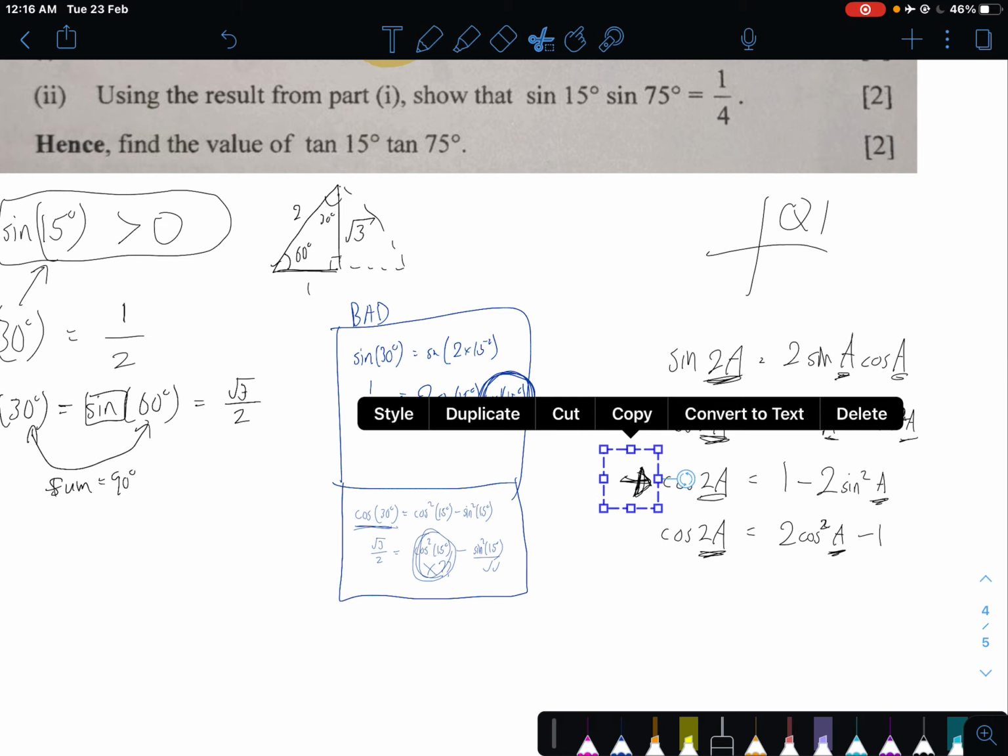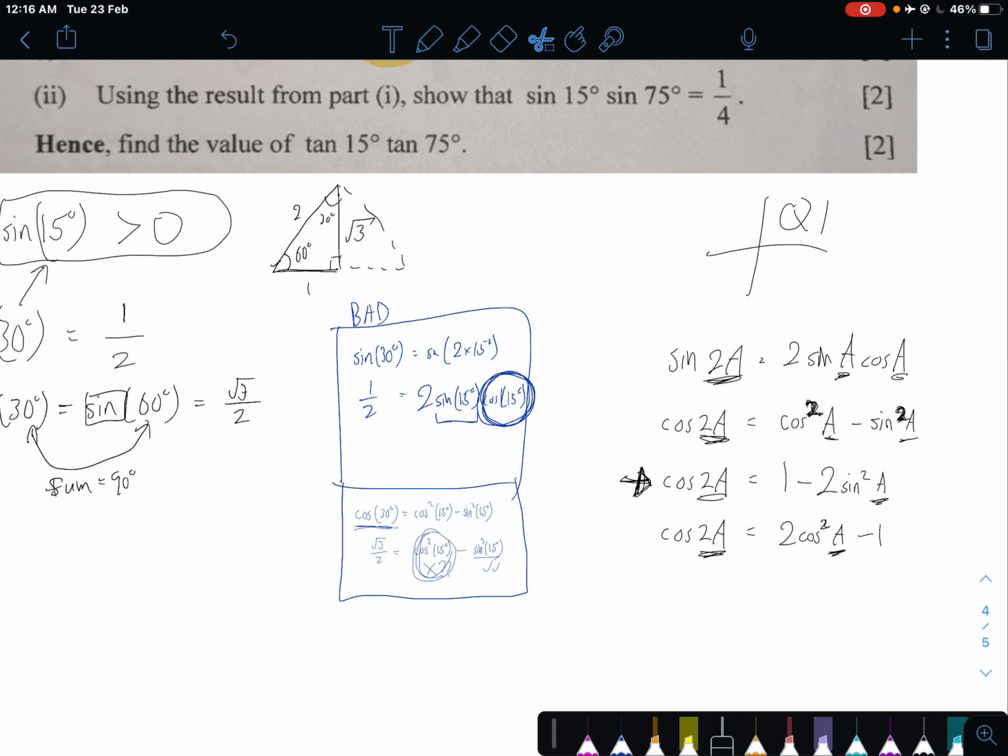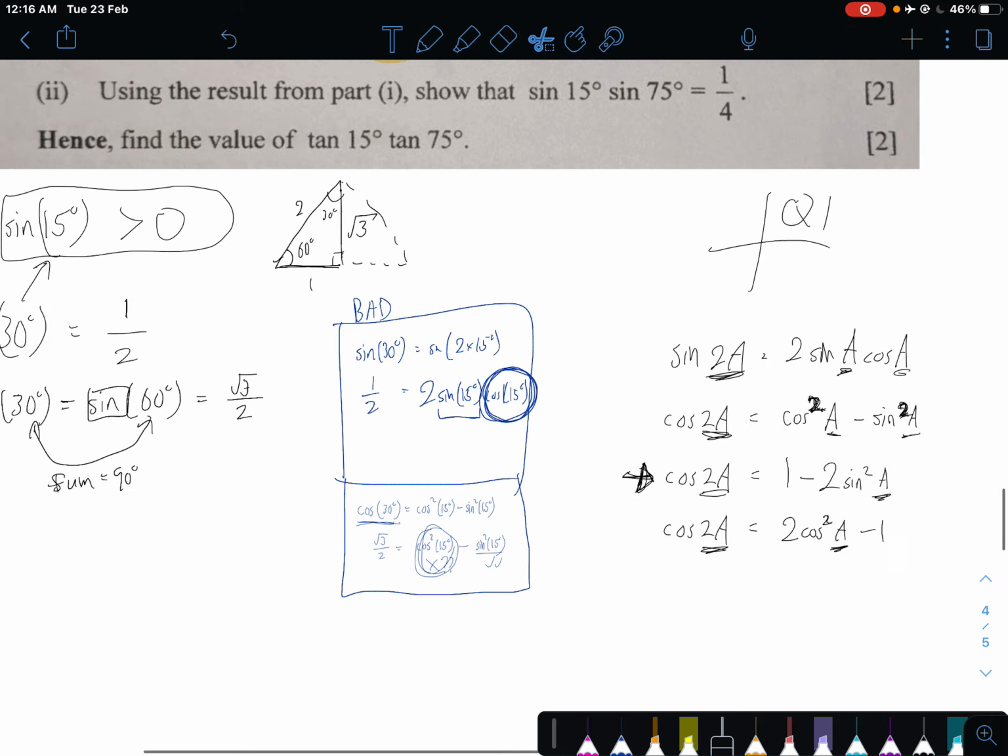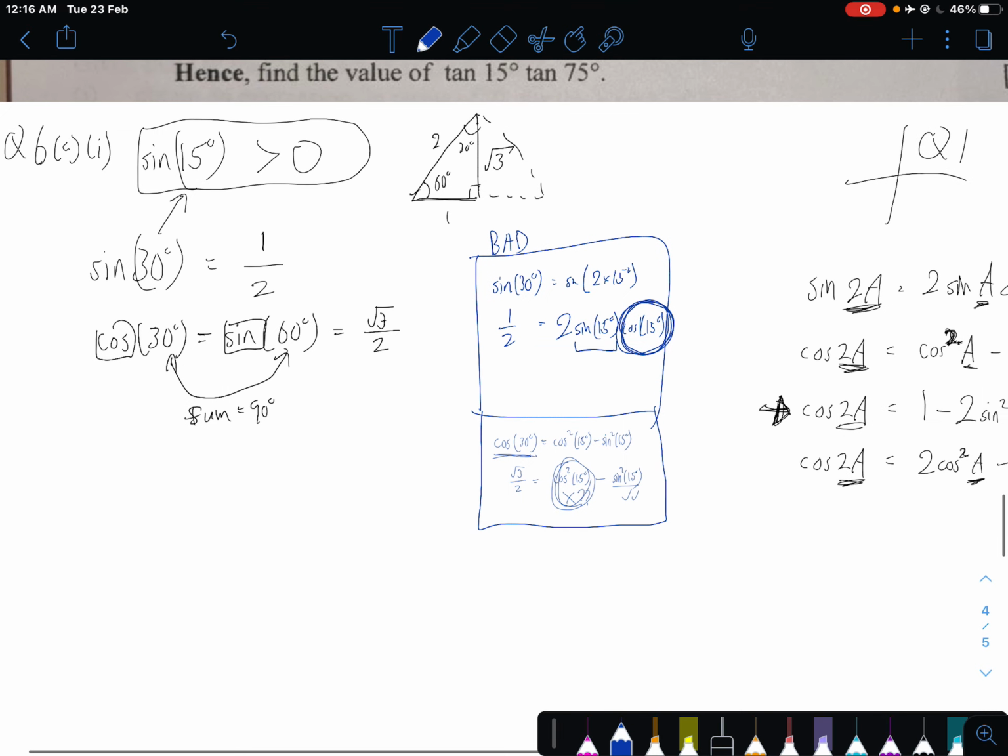Yeah. So you're only left with cosine 2a equals 1 minus 2 sine square a. That seems promising. Let's try that instead. So we want that double angle, the 2a, to be 30 degrees. So cosine of 30 degrees is equal to what? 1 minus 2 sine square single a, which is half of 30 degrees, so 15 degrees.